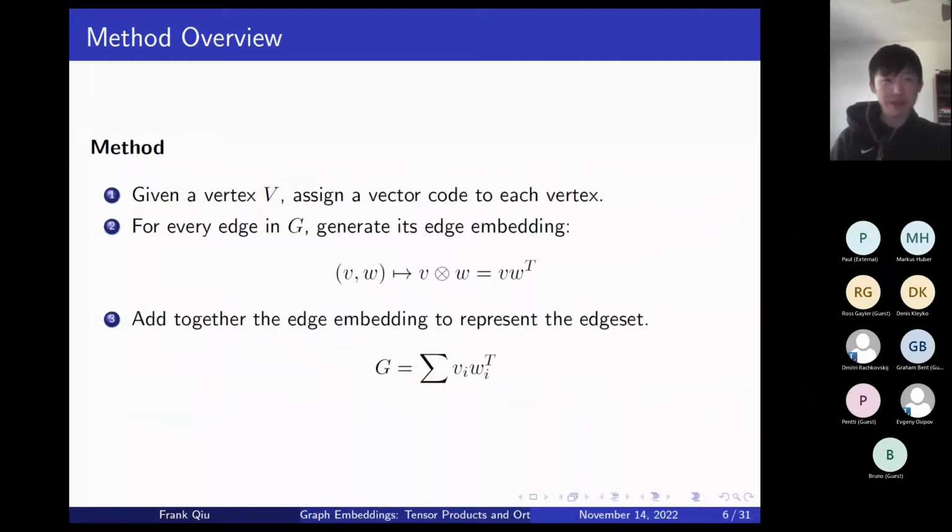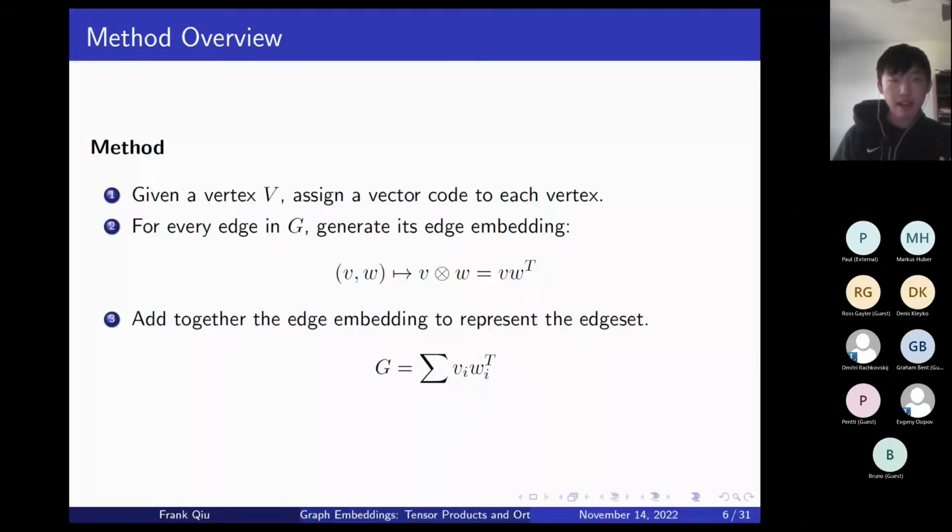Here's how we're going to embed the graph in 3 simple steps. First, we assign a vertex code to each vertex. Then, for each edge in our graph, we generate its edge embedding by taking the tensor product, fixing a basis. This is just the outer product of the 2 vectors. And then to represent the edge set, we sum all of the edge embeddings together. So it's a very simple, naive approach, but as we'll see, it offers a lot. You can do a lot of natural graph operations with these embeddings with the right choice of code, and it has some nice theoretical properties.